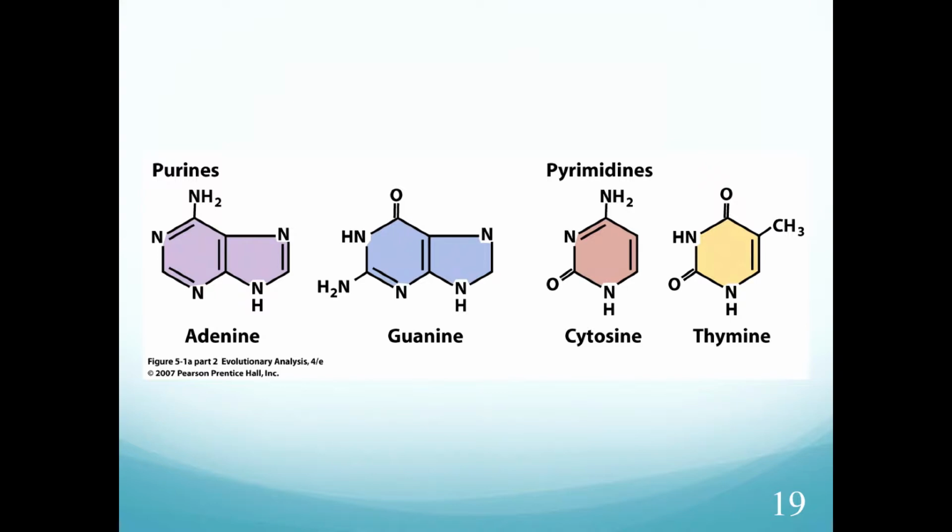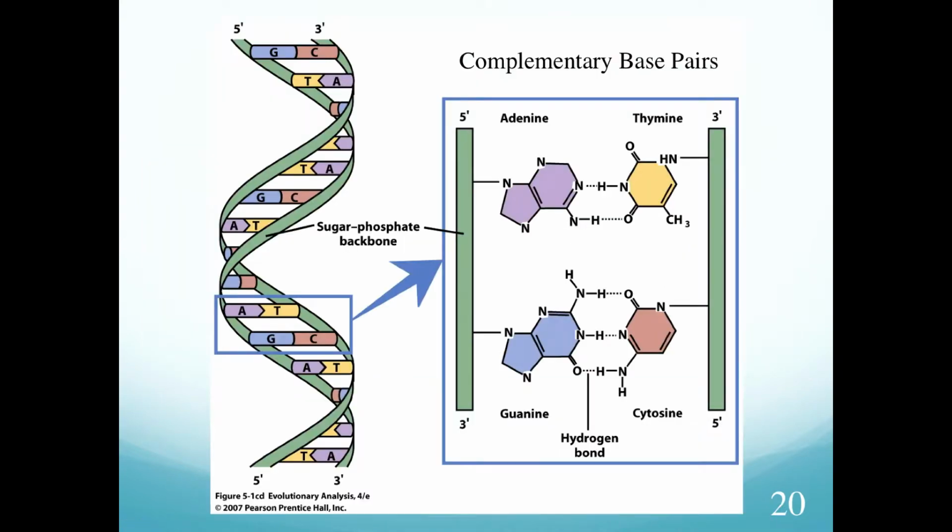Now, it's important to remember that there are 2 classes of nucleotide. There's adenine and guanine, which have 2 nitrogenous rings and are considered purines. And then there are cytosine and thymine, which each contain 1 nitrogenous ring and are considered pyrimidines. And so adenine base pairs with thymine with 2 hydrogen bonds. Guanine base pairs with cytosine with 3 hydrogen bonds.